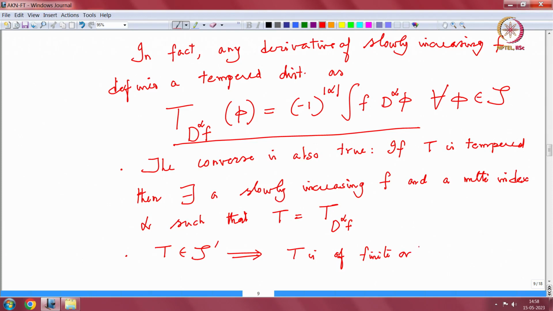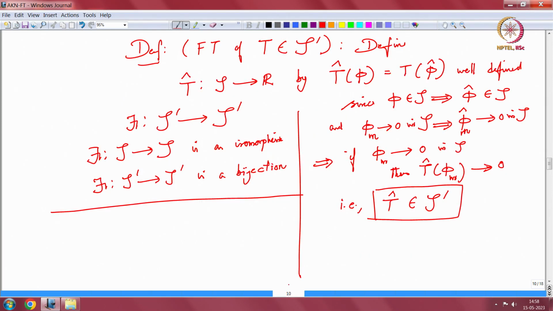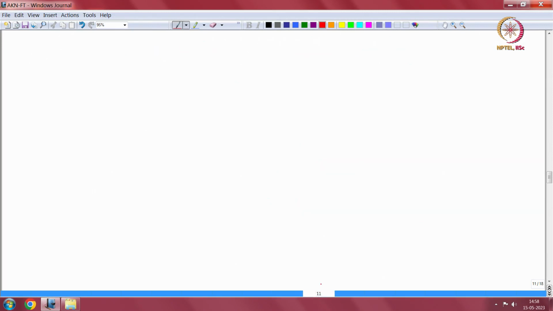Welcome back. So, we have defined the Fourier transform of tempered distributions in the last class, and we have also seen that the tempered distributions are of that order, and that also indicates that these are all of finite order. Also, T is in zeta prime, that implies T is of finite order. All right. So, we go to the next section.